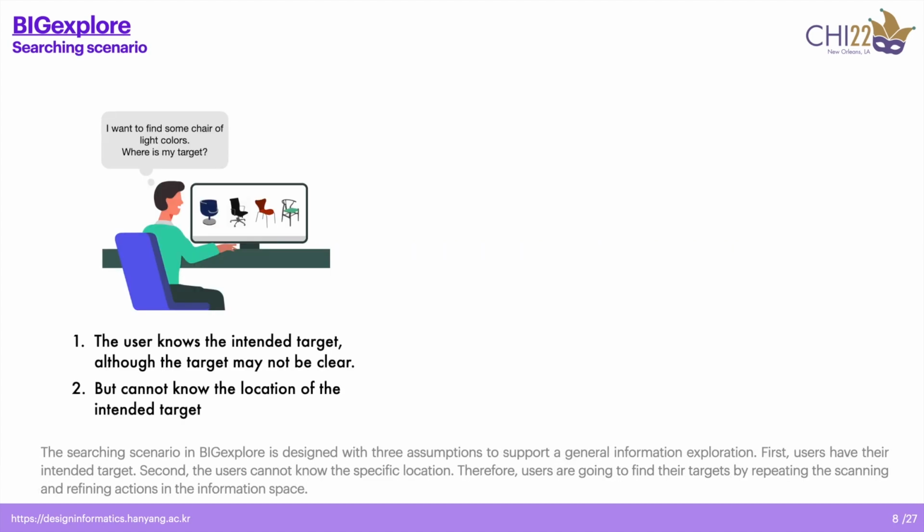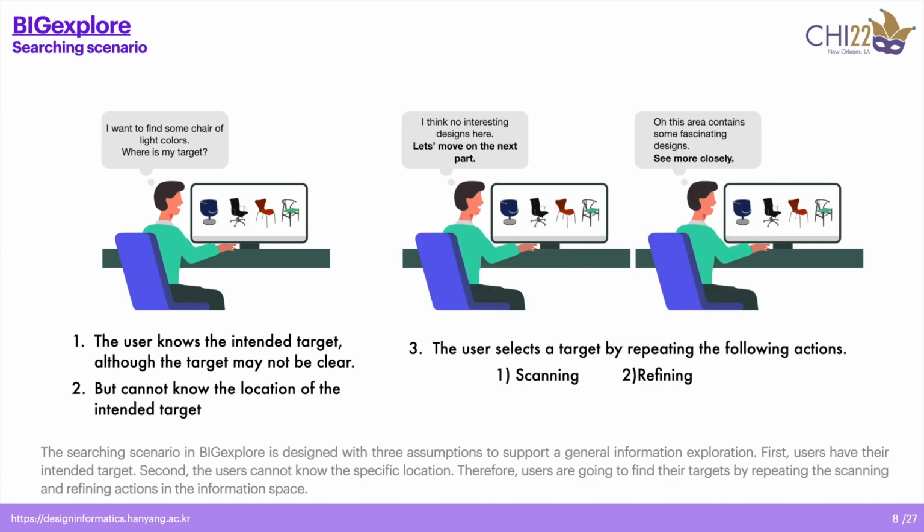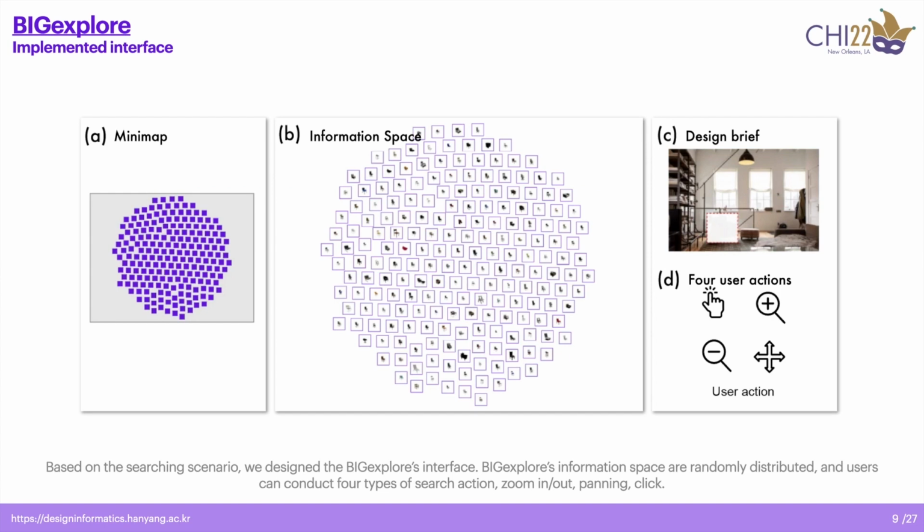The searching scenario in BIGexplore is designed with three assumptions to support a general information exploration. First, users have their intended target. Second, the users cannot know the specific location. Therefore, users are going to find their targets by repeating scanning and refining actions in the information space. Based on the searching scenario, we designed BIGexplore's interface. BIGexplore's information space is randomly distributed, and users can conduct four types of search action: zoom in, zoom out, panning, and click.